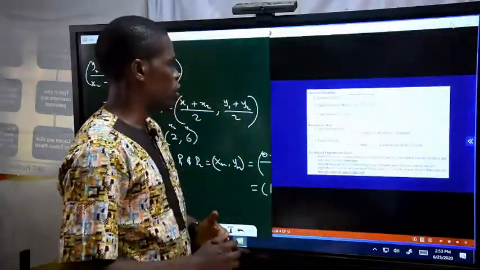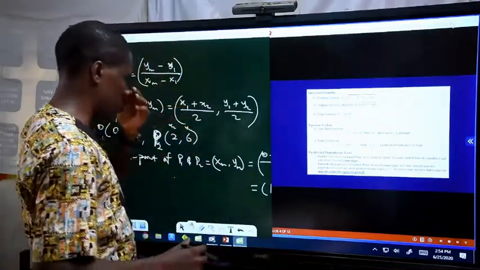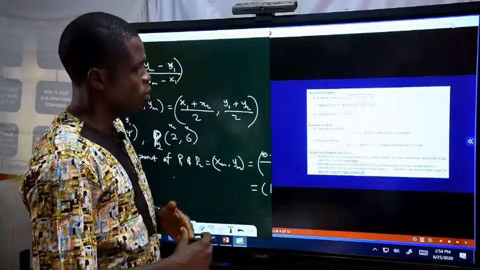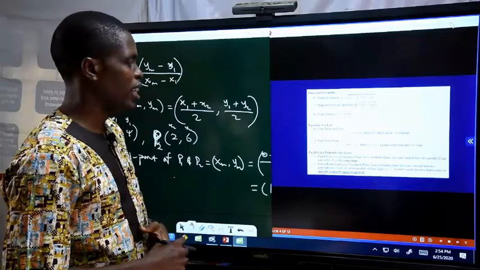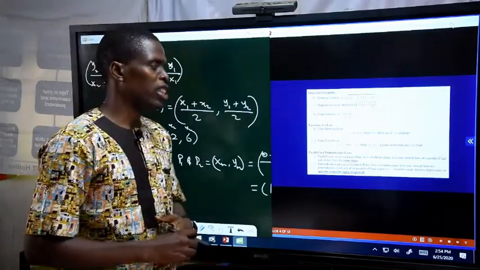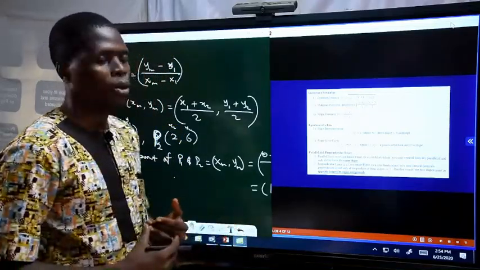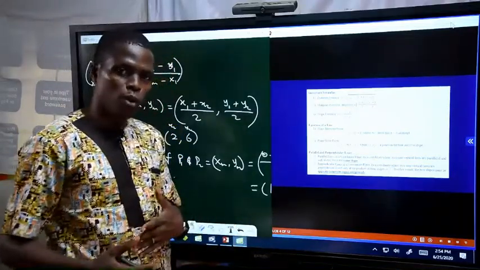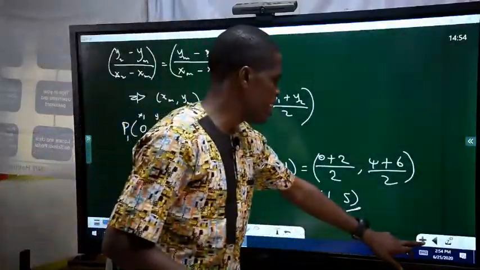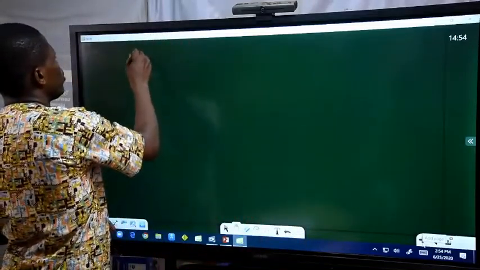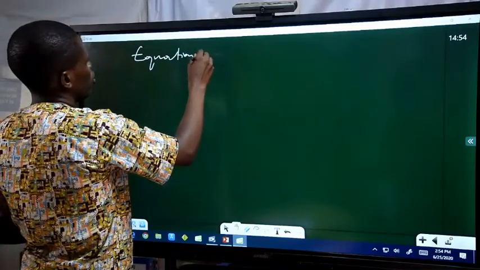Okay, the next one we'll be considering here is the equation of a line. There are two forms used to find the equation of a line: the intercept form, using y equal to mx plus b, or the slope form, using (y minus y1) over (x minus x1) equal to (y2 minus y1) over (x2 minus x1). So let's see how we can apply that and solve. We're given the equation of a line. How do you find the equation of a line, considering the coordinates?